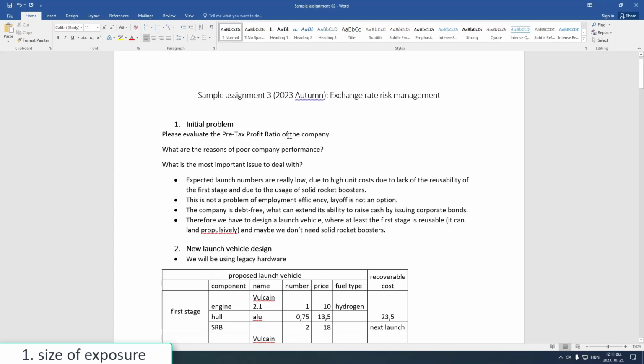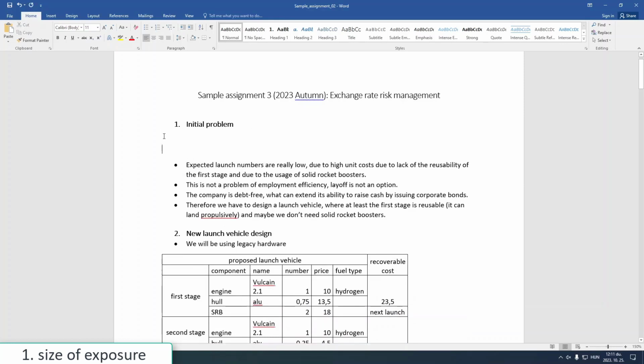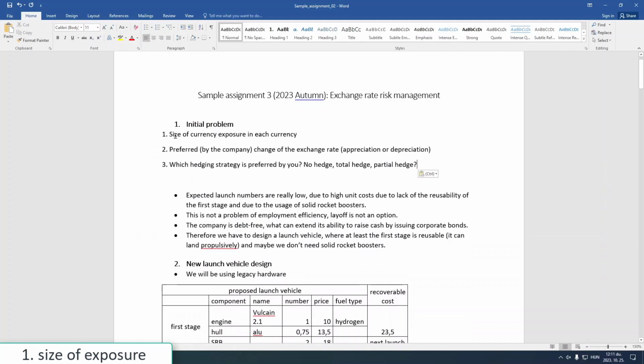So please evaluate the pre-tax profit ratio for the company and other things. Now this is not the problem to deal with, because now we have the following issues: size of currency exposure in each currency, preferred change of the exchange rate, appreciation or depreciation, and we will have to add all the assessment here. Which hedging strategy is preferred by you? No hedge, total hedge, partial hedge.